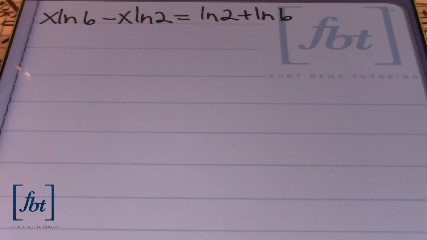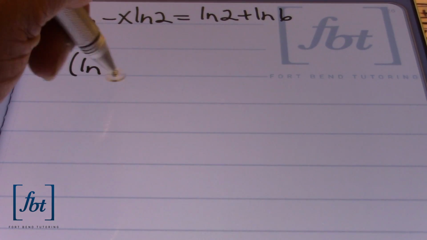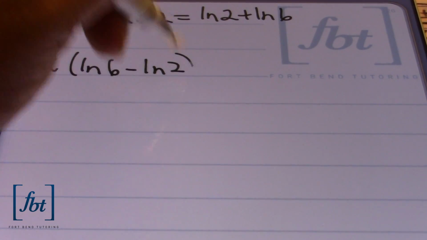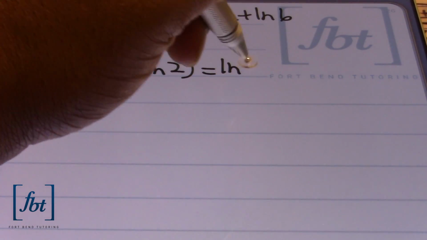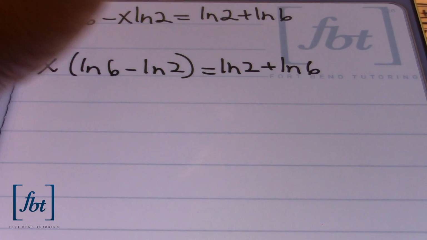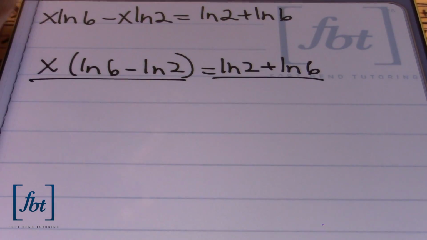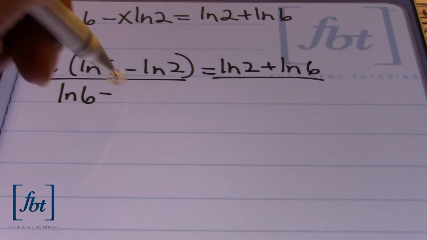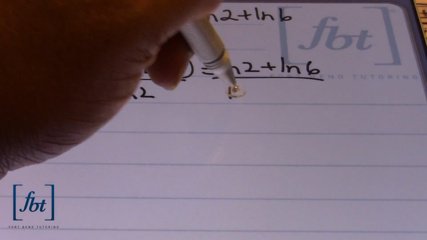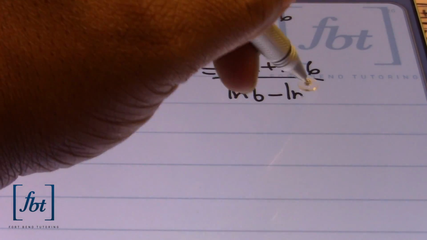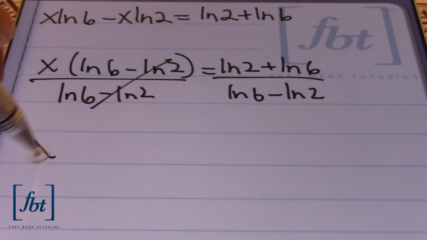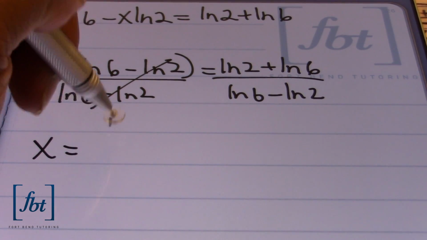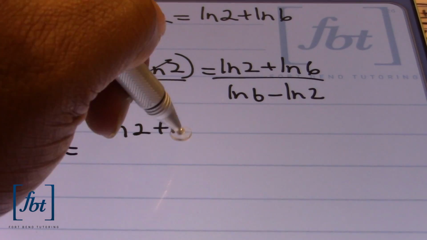All right, nasty problem alert. Now we'll be factoring out x on the left side of the equal sign. So factoring out x, I'll have x times the natural log of 6 minus the natural log of 2 equals the natural log of 2 plus the natural log of 6. Dividing both sides by the natural log of 6 minus the natural log of 2, we'll end up with this value of x here. Yeah, this nasty looking thing right here.